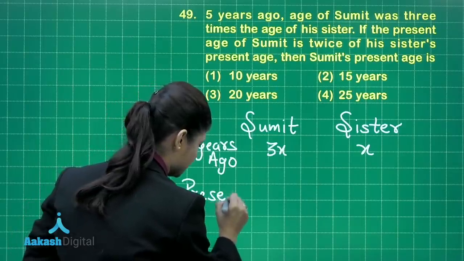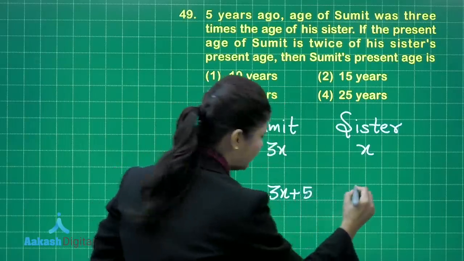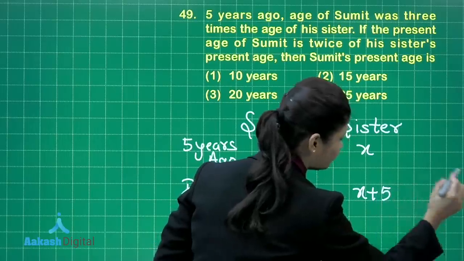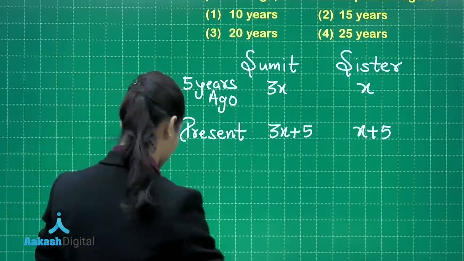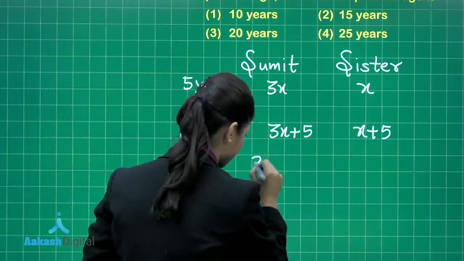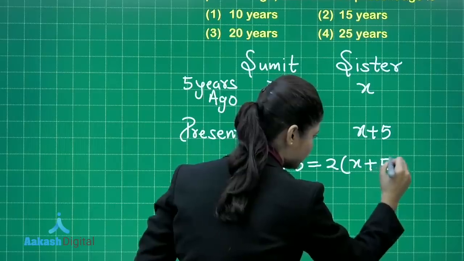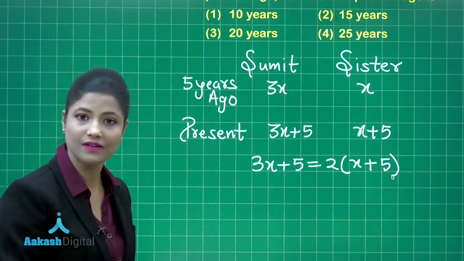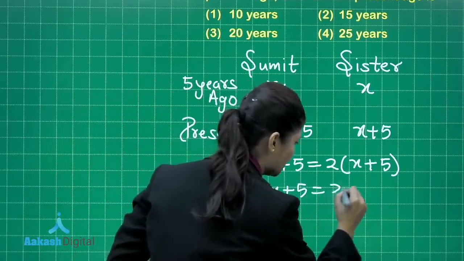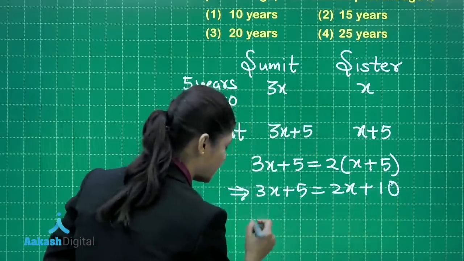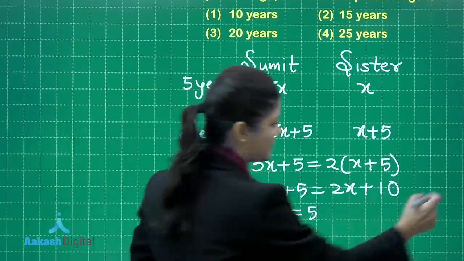I can write here in the present scenario, the age of Sumit will be 3x plus 5 and the age of his sister will be x plus 5. It is being stated here that in the present case, Sumit's age is twice the age of his sister. So we generate an equation. I get this linear equation in one variable on the basis of the given condition. You can easily solve this linear equation, which is 3x plus 5 equal to 2x plus 10. On solving this, you will get the value of x equal to 5.